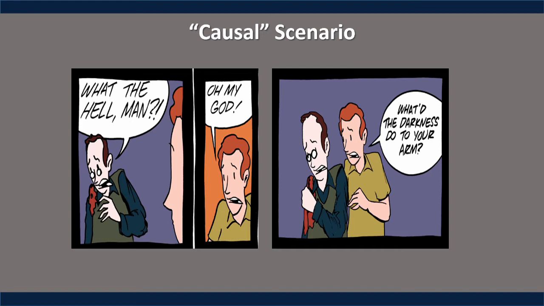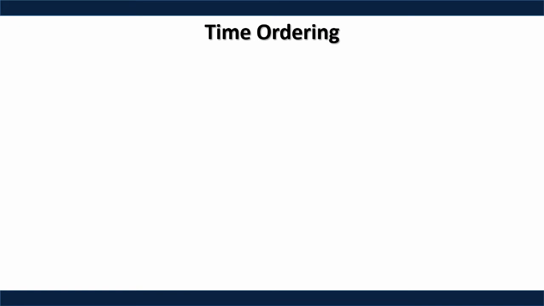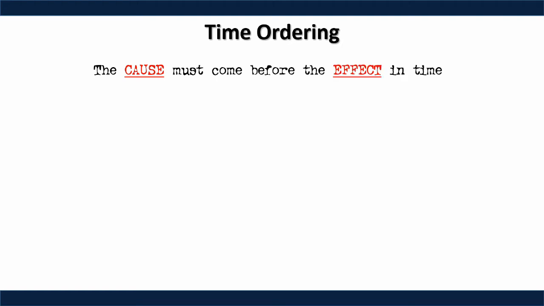You can see from this cartoon that the implication was that the friend with the gun asserted that the darkness caused the man's injury, but we know the truth. So let's take a closer look at this causal scenario through the eyes of John Hume. Hume states that for variables to be put in causal sequences, the cause variable must precede the effect variable in time.